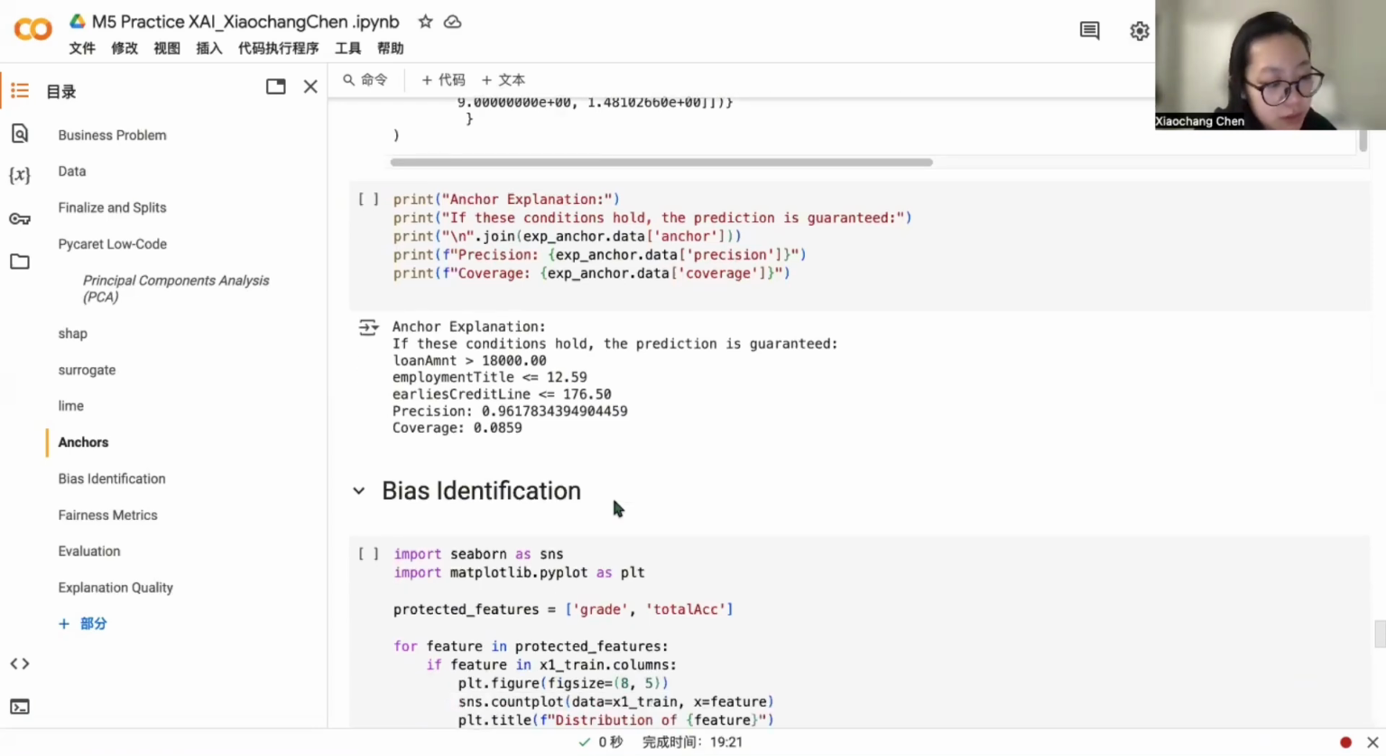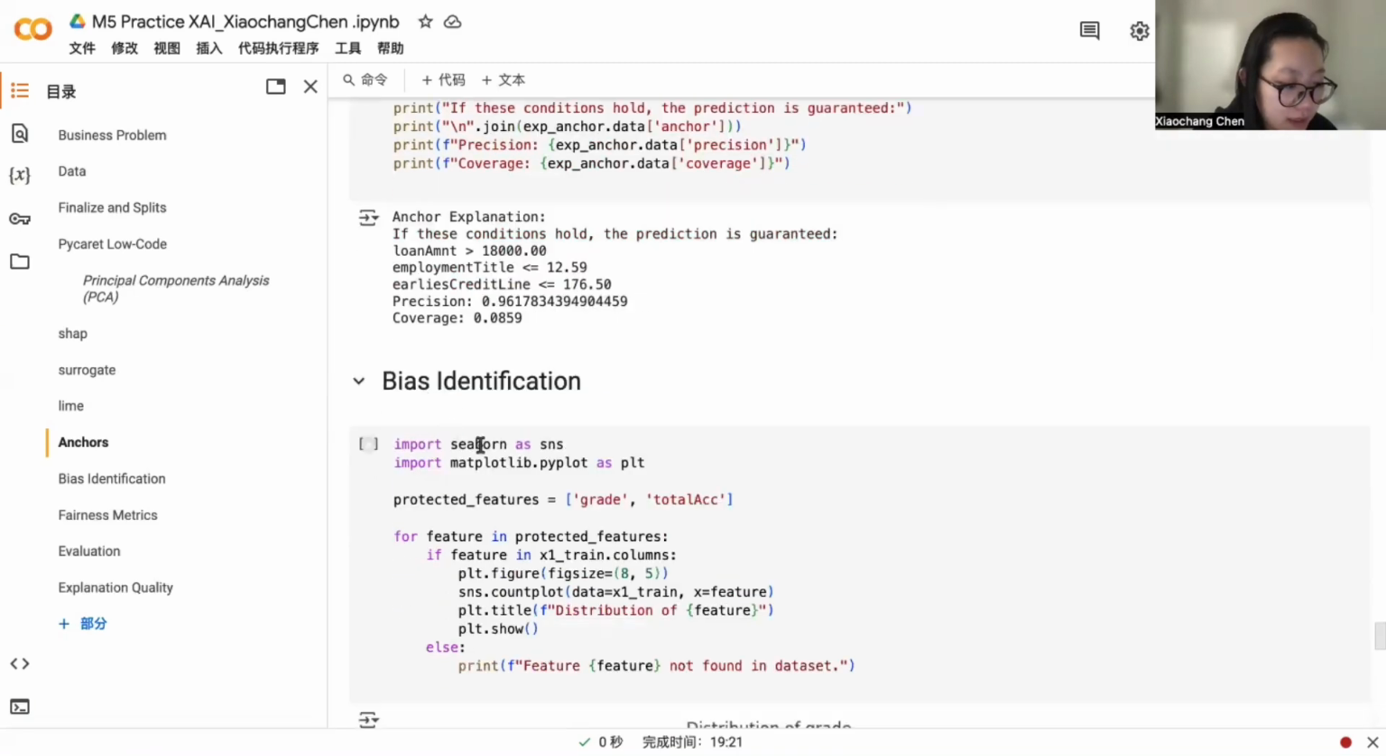Our model isn't just predicting defaults, it's also reflecting existing bias in the lending system. If we deployed it as is, it would likely reinforce financial inequalities instead of fixing them.